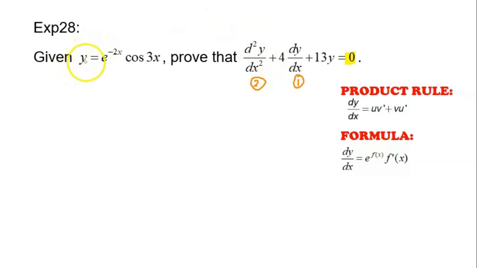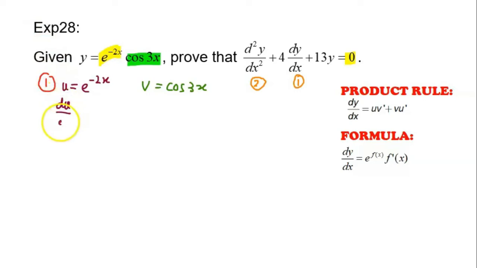For our equation y here, it is the product of two functions, where the first function is e to the power of negative 2x, and the second function is cos 3x. First, we will find dy/dx by using the product rule. Let u equal the first function e to the power of negative 2x and v equal the second function cos 3x.